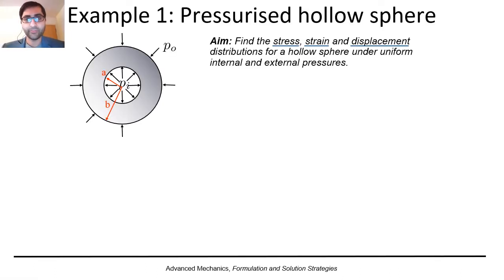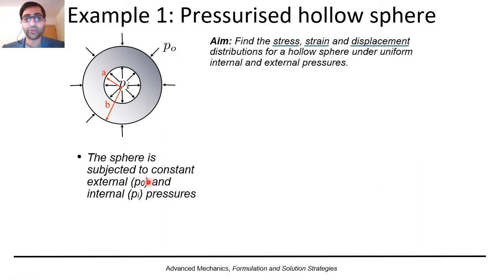Here's an example. It says, find a stress, a strain, and displacement distribution for a hollow sphere under uniform internal and external pressure. Note that the inner radius is A, outer radius is B. We have uniform pressure Pi inside and uniform pressure Po outside.